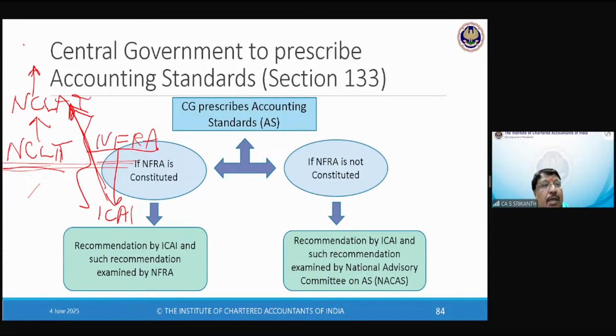Against NCLAT, Supreme Court. In fact, this is a beautiful specialization area. Chartered accountants can practice in all these. Supreme Court, you can't go, obviously. You have to be an advocate. But at NCLT and NCLAT, a member of the Institute of Chartered Accountants of India can appear and argue.